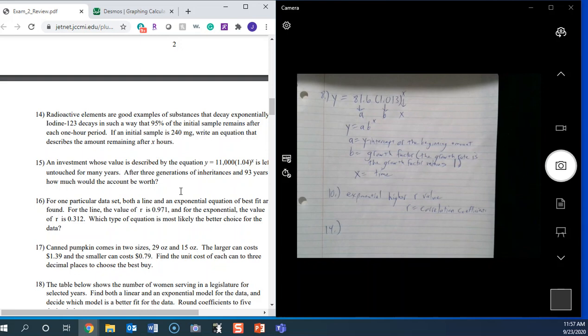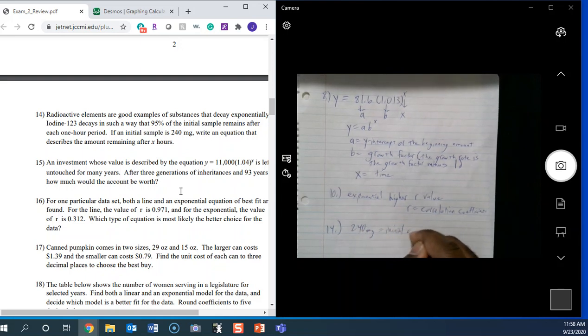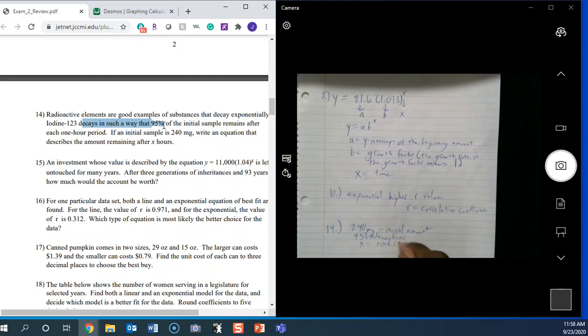It says radioactive elements are good examples of substances that decay exponentially. Iodine 123 decays in such a way that 95% of the initial sample remains after each 1 hour period. If an initial sample is 240 milligrams, write an equation that describes the amount remaining after X hours. Now, they tell us that 240 milligrams is the initial amount. Okay, and it tells us here that this decays at 95%. So it's 95% decay factor. Well, 95% is equal to the decay factor. And they say X is equal to our time, which is in hours.